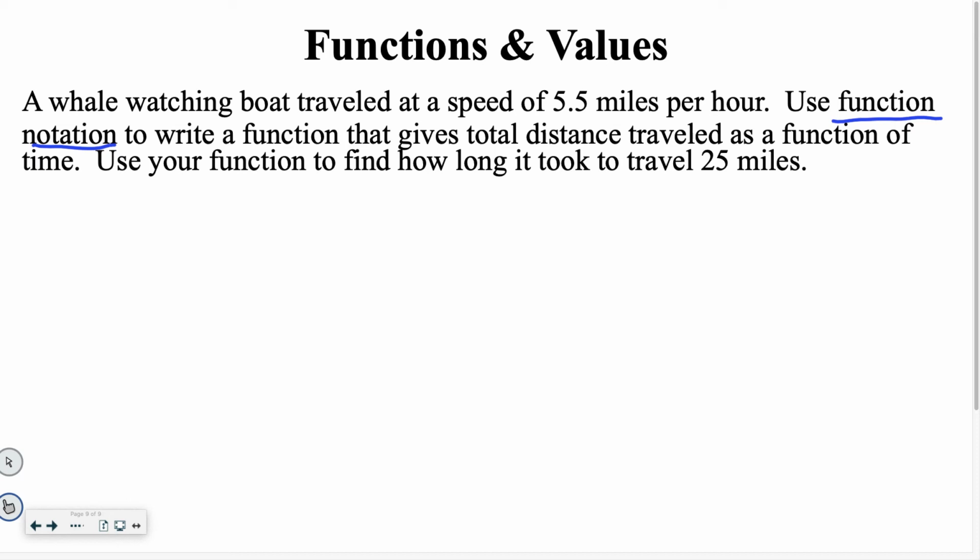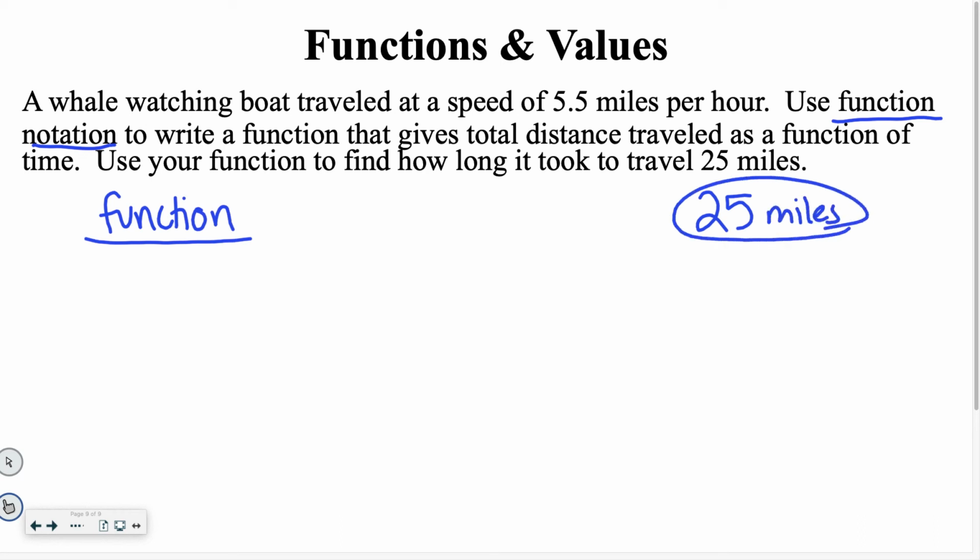So this is 2 parts. We want to write the function, and then we want to know how long it takes to travel 25 miles. So these are 2 different things that we are solving for, okay? So we're going to start with the function. We're going to try to figure out how we would set that up.